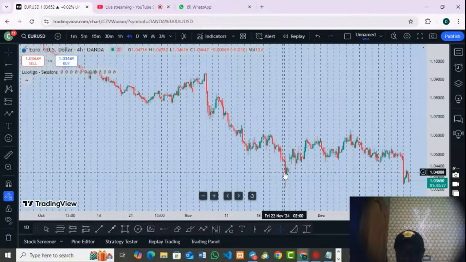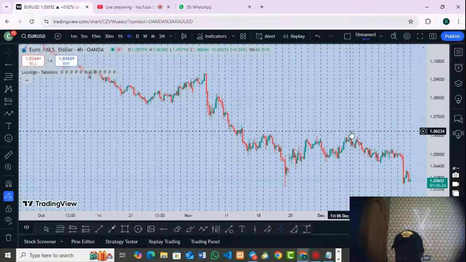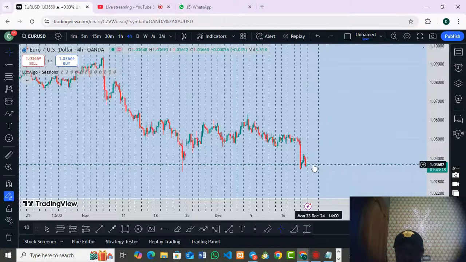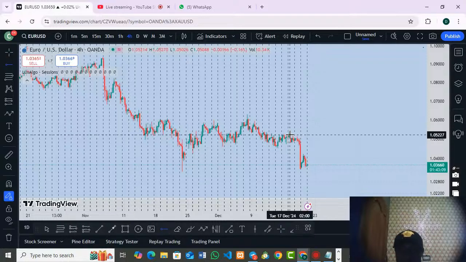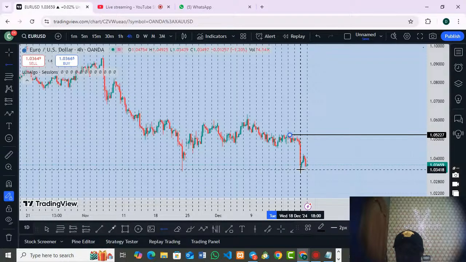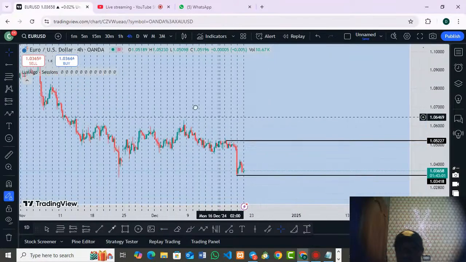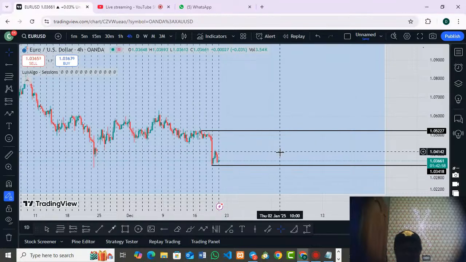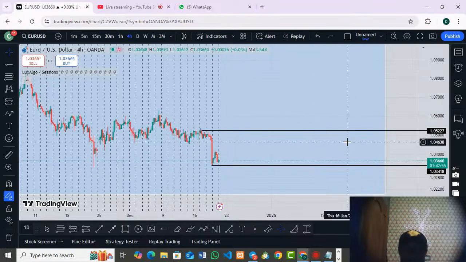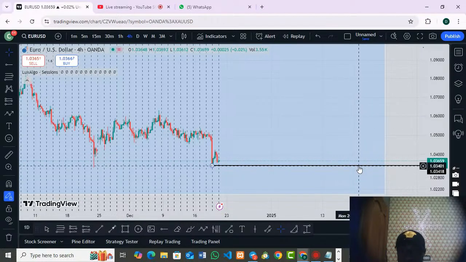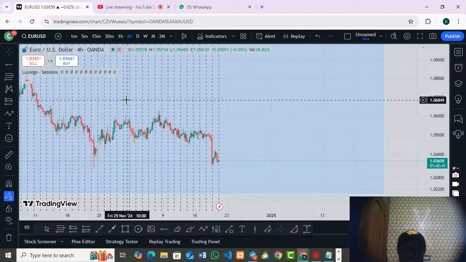We have lower high, lower low, lower high, lower low, lower high. Currently, this is the last lower low, and we have the last lower high over here. So what you can do is put a line on the last lower high and the last lower low in this scenario. So currently, price is inside this particular area. If you don't want to put a line over here, what we are going to do to deal with trend lines is we can also target this downtrend over here.